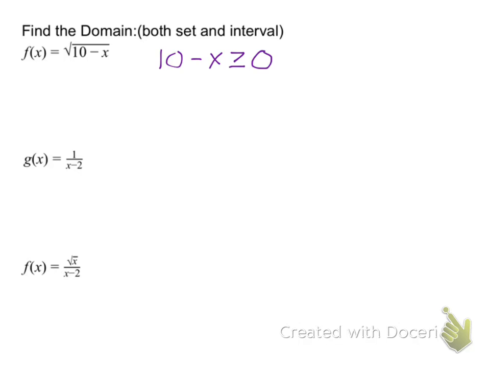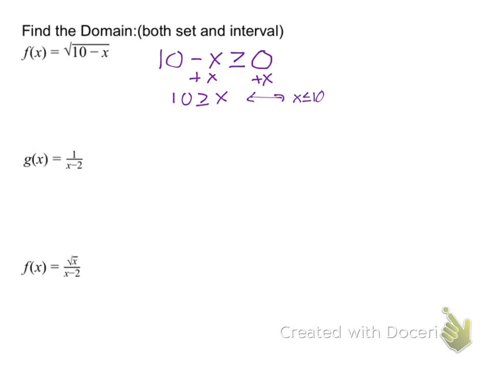Can you solve that for x? Yes. What's the easiest way to do that? Subtract 10. I'm not going to subtract 10. Oh, I'm going to add x. So I get 10 is greater than or equal to x. Now, we should be able to, in our minds, say that a different way. 10 is greater than or equal to x means the same thing as x is less than or equal to 10.